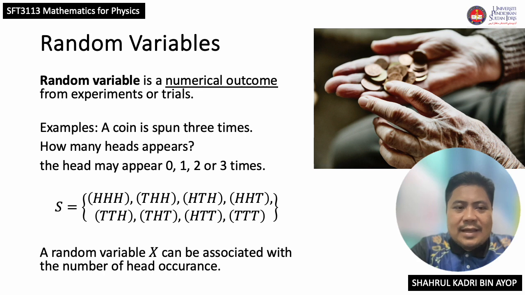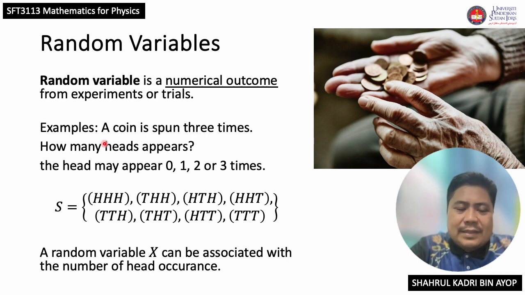So let's start with random variables. What is a random variable? A random variable is a numerical outcome from experiments or trials. So it is a numerical outcome, so we can state the variable in terms of number.